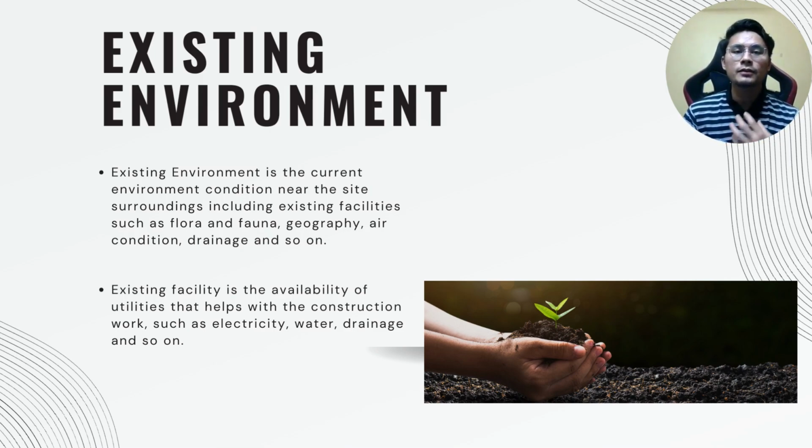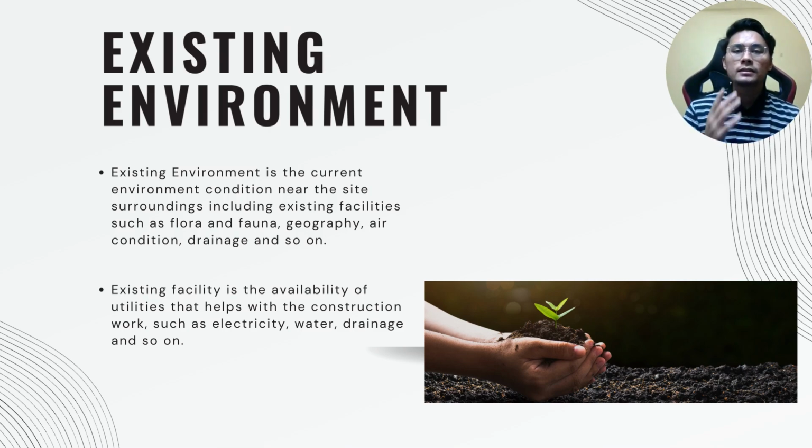I'm going to present Task 3, which is about the existing environment. Existing environment is the current environmental condition near the site surroundings, such as flora and fauna, geography, air condition, drainage, and so on. This will help give a general idea of the current condition of the surrounding environment before the project can begin. While existing facility is the availability of utilities that help with the construction work, such as electricity, water, drainage, and so on.